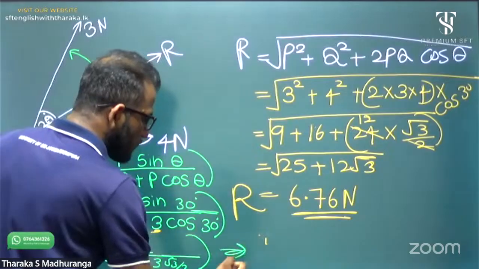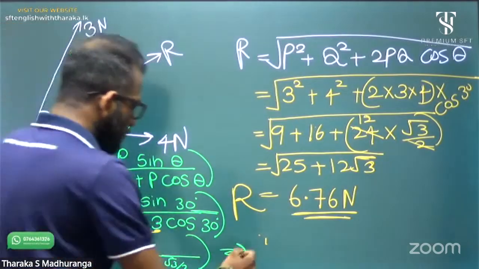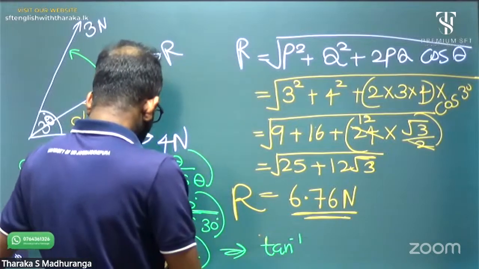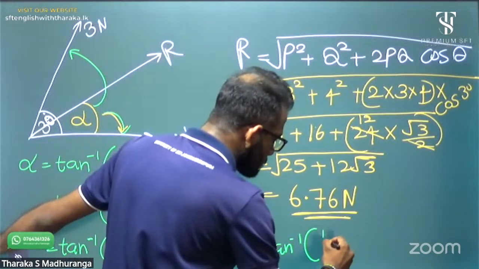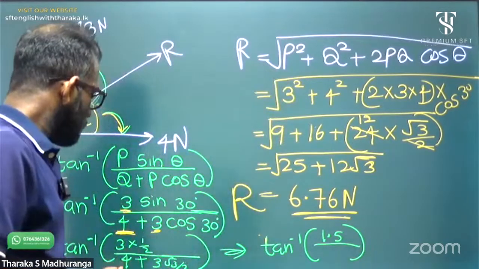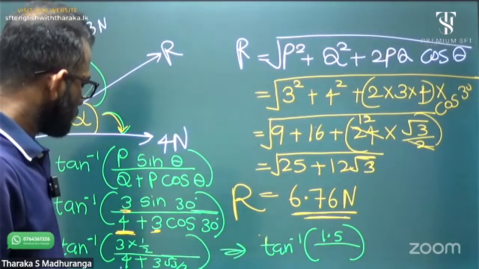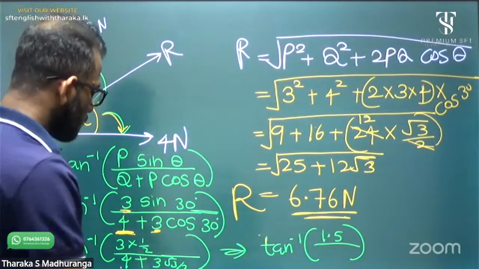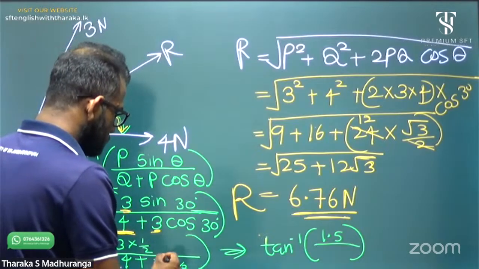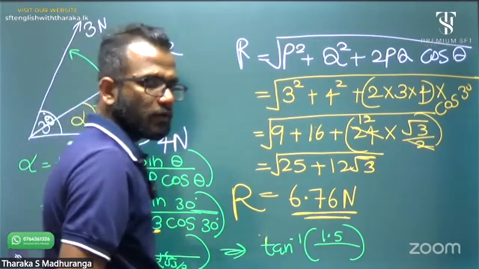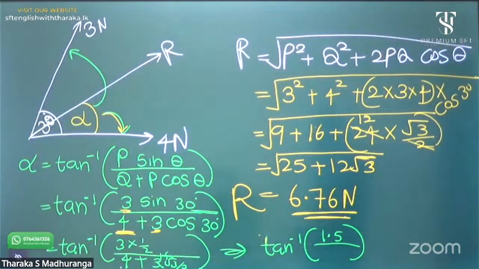I write here tan inverse. 3 over 2 means 1.5. 1.5 divided by 4 plus 3 root 3 over 2, which means 1.5 root 3. So 4 plus 1.5 root 3. What is the value? You have to use calculators.